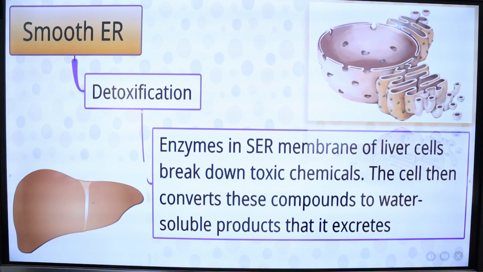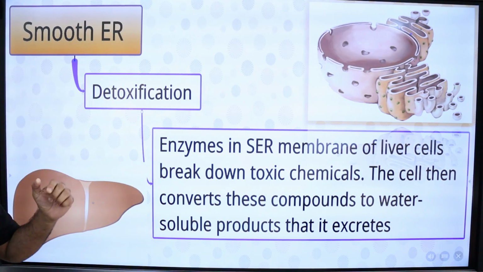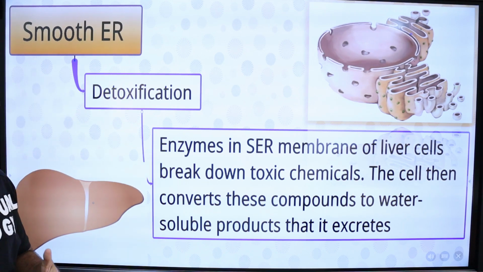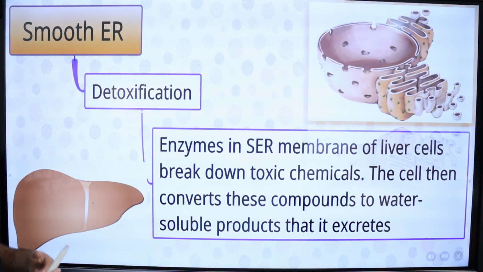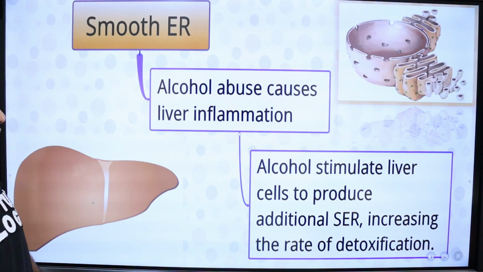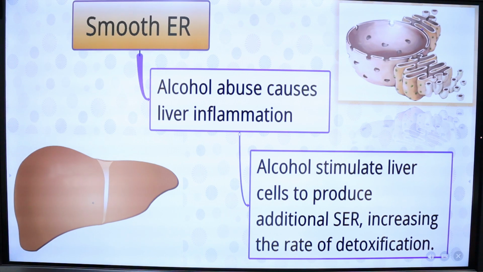So what is detoxification? Enzymes in the smooth endoplasmic reticulum membrane of liver cells are involved in the breakdown of toxic chemicals. The cell converts these compounds to water soluble products, and these water soluble products are later excreted from the body. Alcohol abuse causes liver inflammation, because alcohol stimulates liver cells to produce additional smooth endoplasmic reticulum that increases the rate of detoxification.